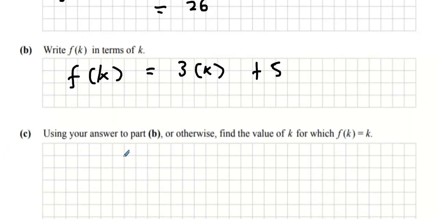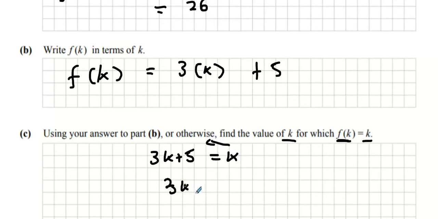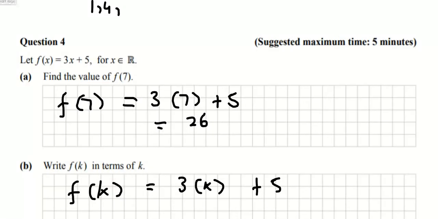Using your answer to part B or otherwise, find the values of k for which f(k) equals k. Alright, so that will mean that 3k plus 5, which is f(k), equals k. Then move k to the left, so we're going to get 3k, take away k equals minus 5, and 5 to the right. And what we should get is 2k equals minus 5, I believe. 2k equals minus 5, and k equals minus 5 over 2. Okay, so that's questions 1 and 4 done.